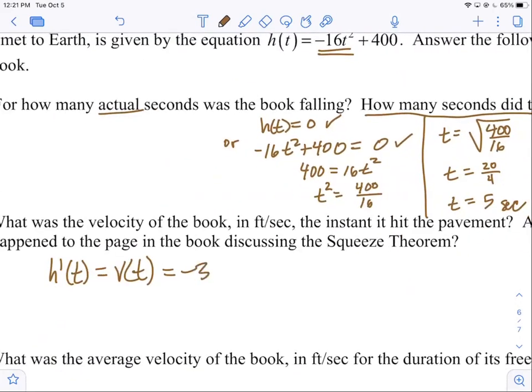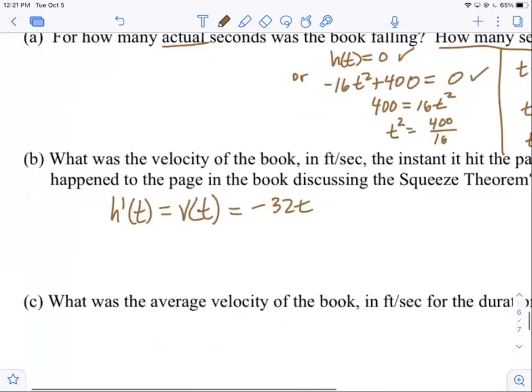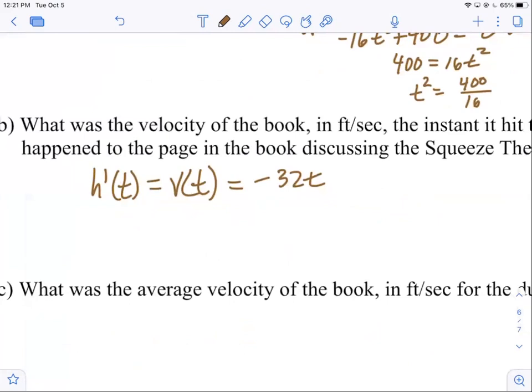So I'll bring that down here. And then the derivative of 400? 0. Yeah. Now, what value of t am I going to plug in? Do I know the time value for that? We just figured that out. And that's a very typical thing that College Board will do on a free response question. They'll have you find information that you'll need later on.